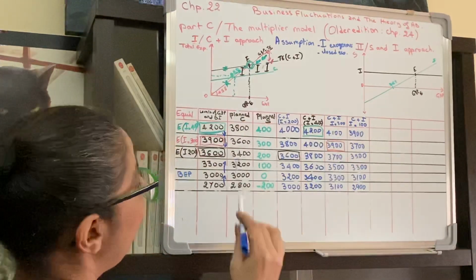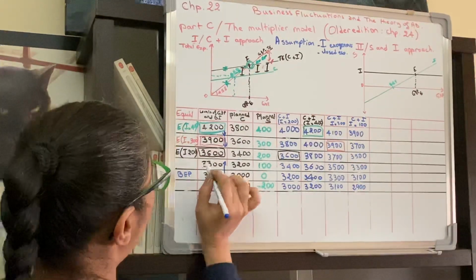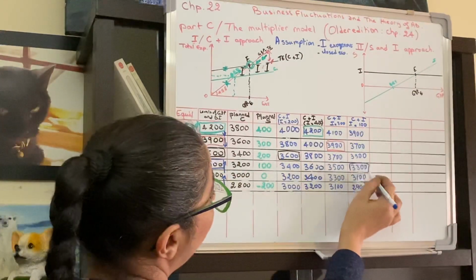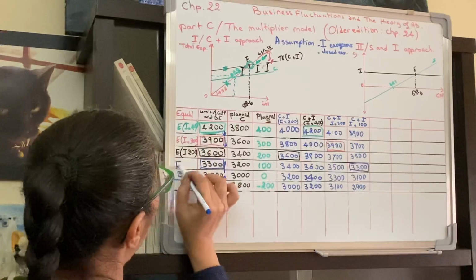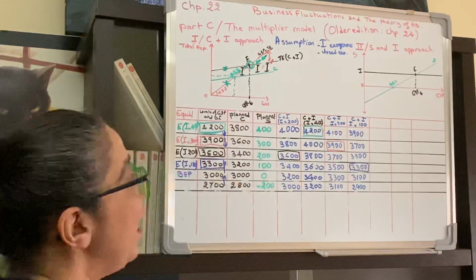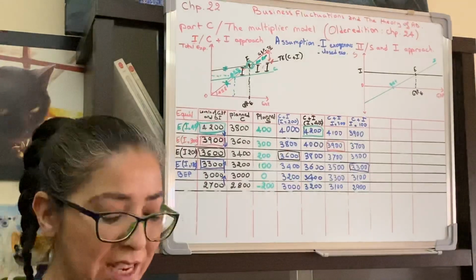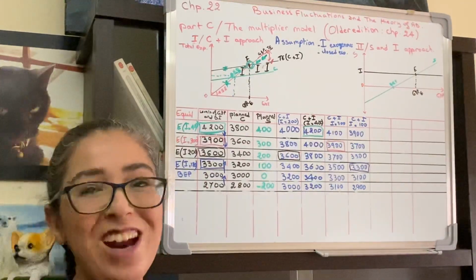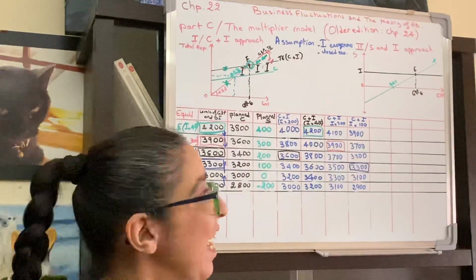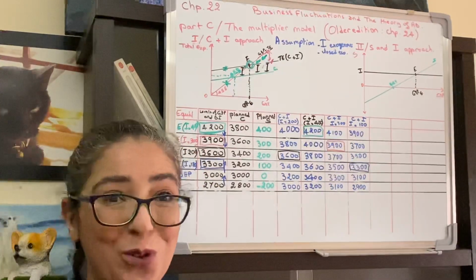3,300, and that would be my equilibrium. Equilibrium with investment 100. Okay? I'm doing all this because later on I'm going to use the multiplier and I should find exactly the same results. Okay? Now let's move to the other approach.